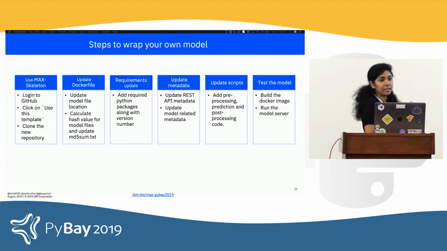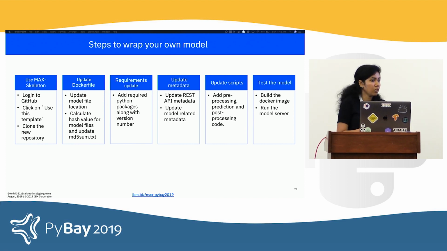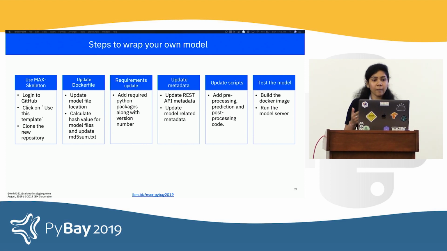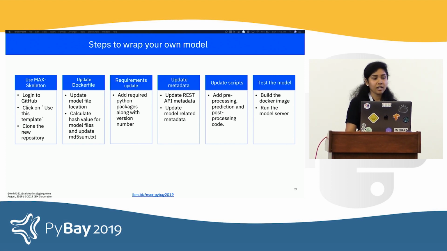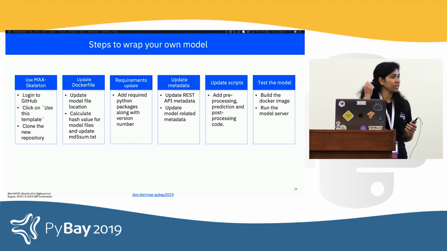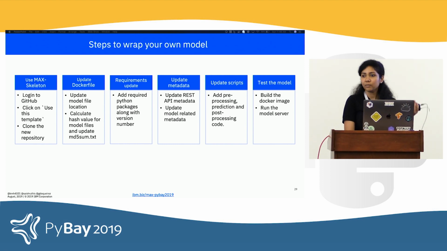metadata. And you need to have handy what are the packages that are required to run your model. For example, if it's a TensorFlow-based model, if it's a Keras-based model, if you want NumPy package, what are the packages you require? So you need to have that handy and update the model metadata and then update the scripts. As Karthik was showing you, the pre-processing, post-processing, and prediction step, have all the scripts ready. And then finally, you will build the Docker image and run it. So these are the steps that you need to follow in wrapping up your own model.